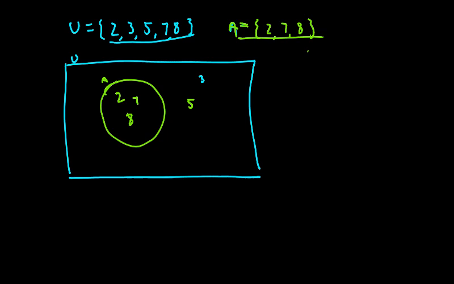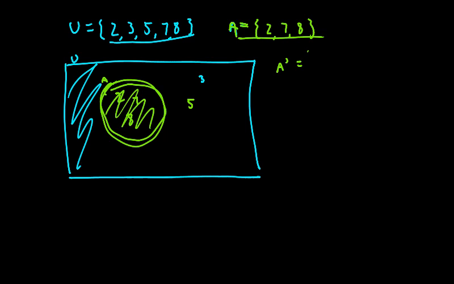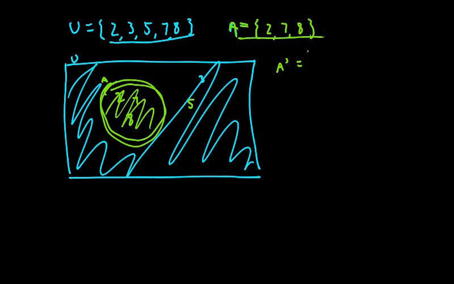So a couple of things I could note here. The complement then of A, this is all A right here, this section. So everything that is not A would be the complement of A. So this is the complement of A. So I would say that the complement of A is the numbers 3 and 5.